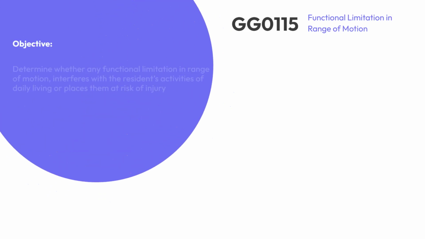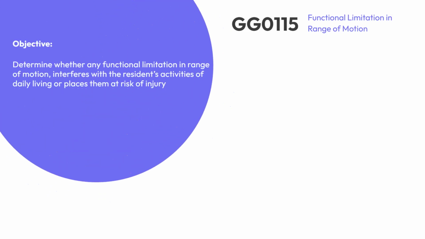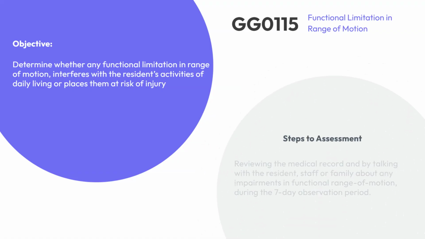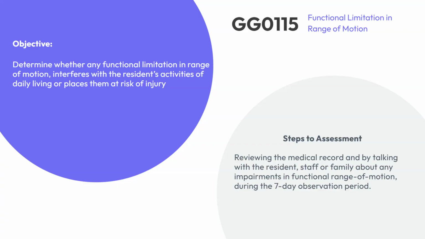The following item set will be GG0115, Functional Limitation in Range of Motion. This item allows us to determine whether any functional limitation in range of motion interferes with the resident's activities of daily living or places them at risk of injury. To assess, we'll begin with reviewing the medical record and by talking with the resident, staff, or family about any impairments in functional range of motion during the 7-day observation period.